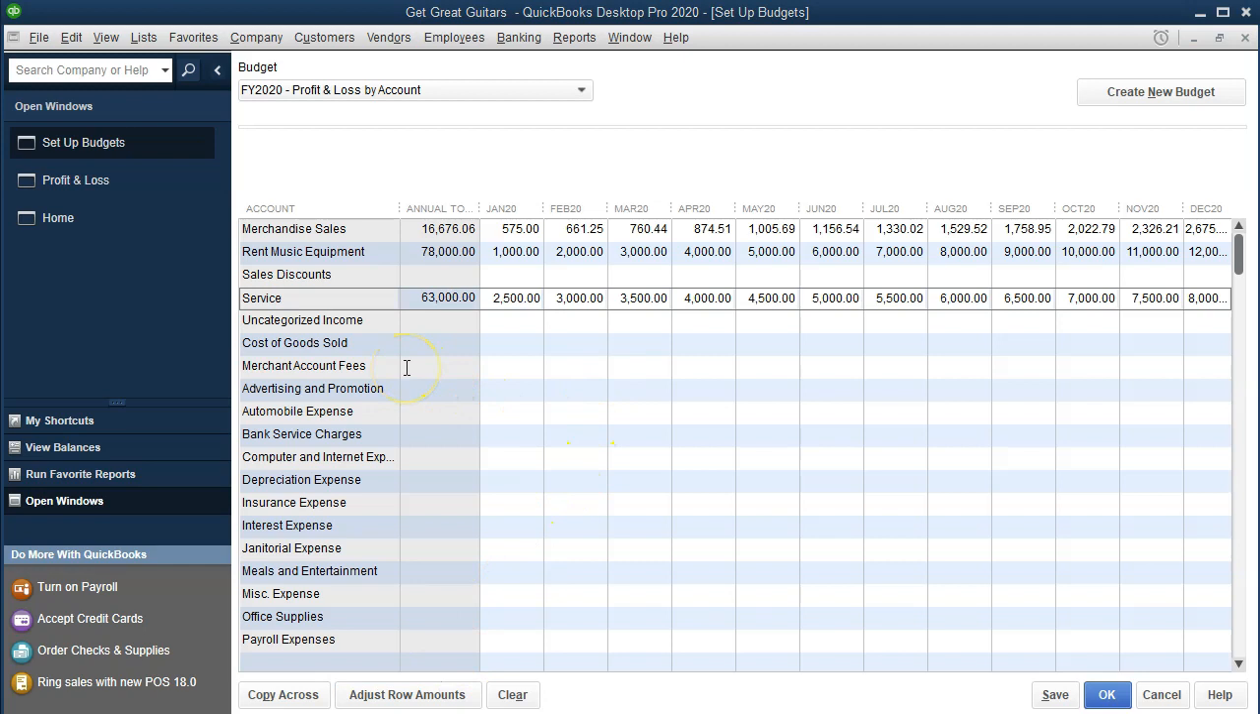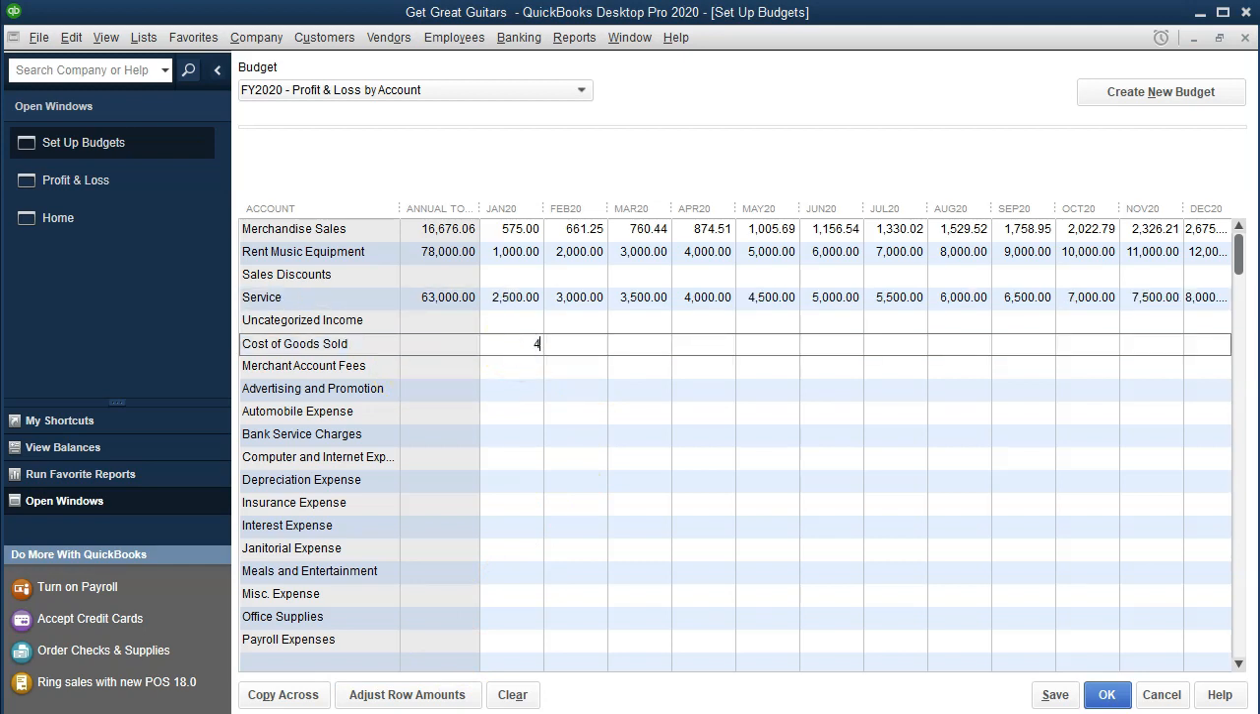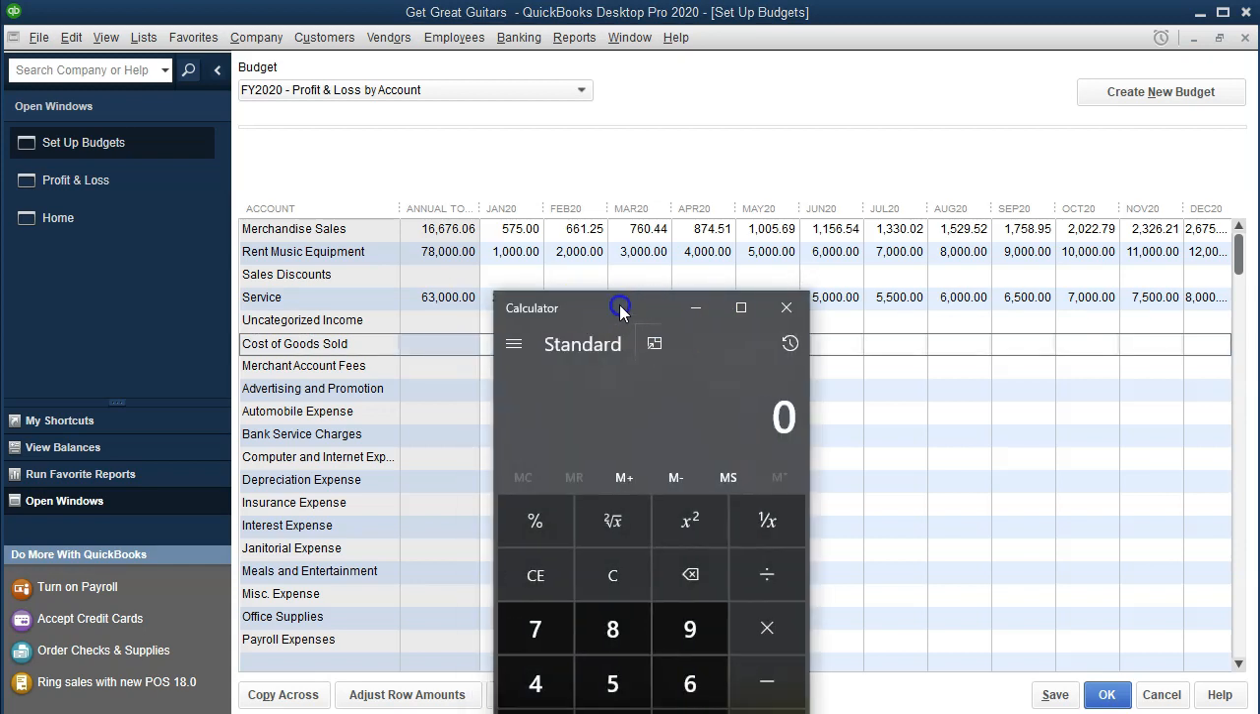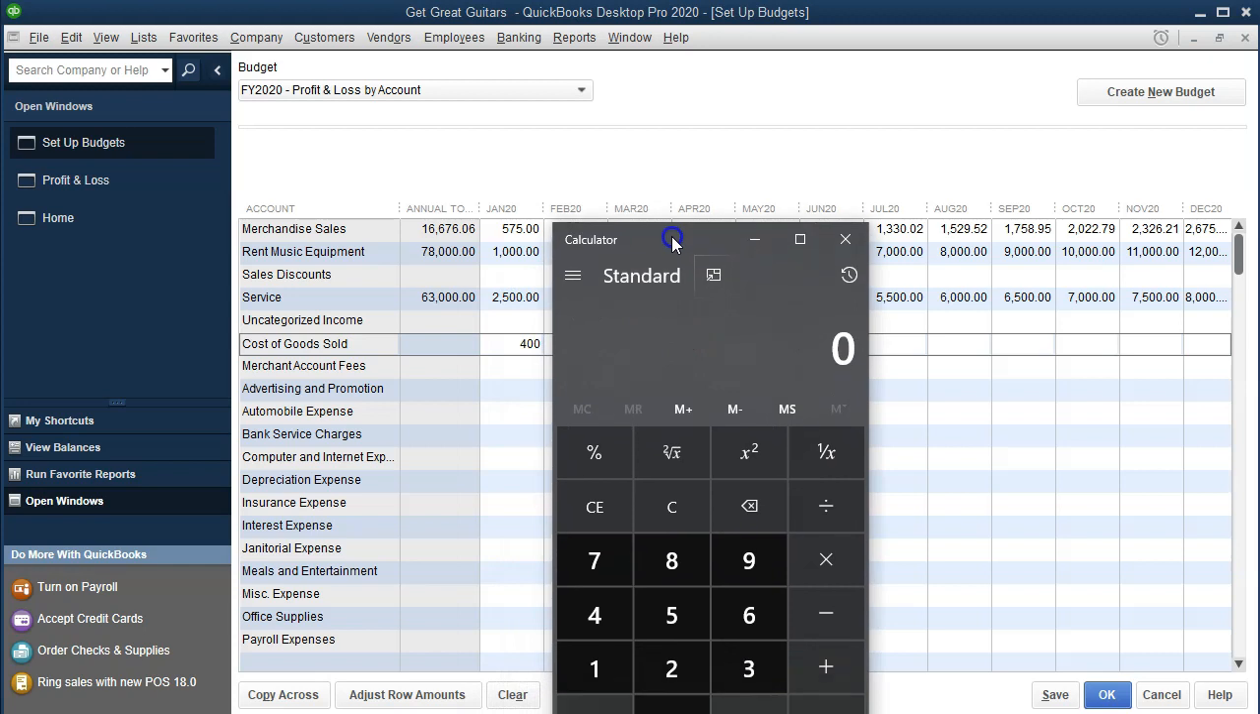Next, we're going to go to the cost of goods sold. Within the cost of goods sold, we're going to start at 400. Now, you'll note that the cost of goods sold is tied to, oftentimes, the merchandise sales. In other words, the cost of goods sold, 400, is divided by 575, or 69.5956% of the merchandise sales.